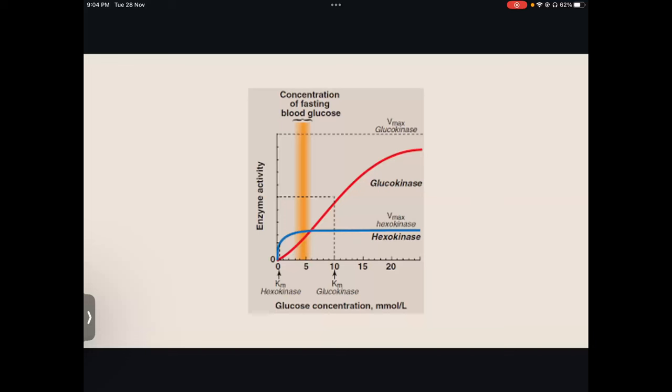Is this clear to everyone? Do you need me to explain the kinetics anymore? All right, I'll take that as a no, and I'm going to continue.